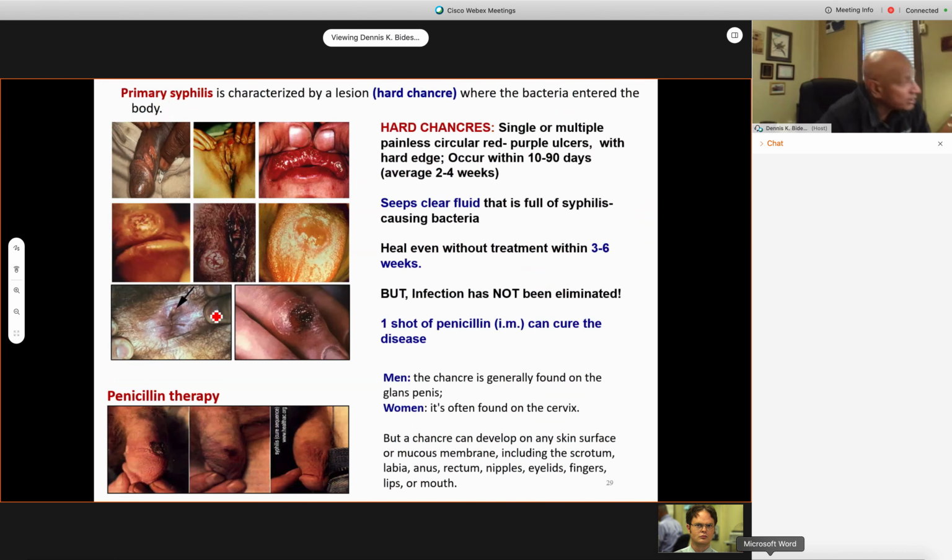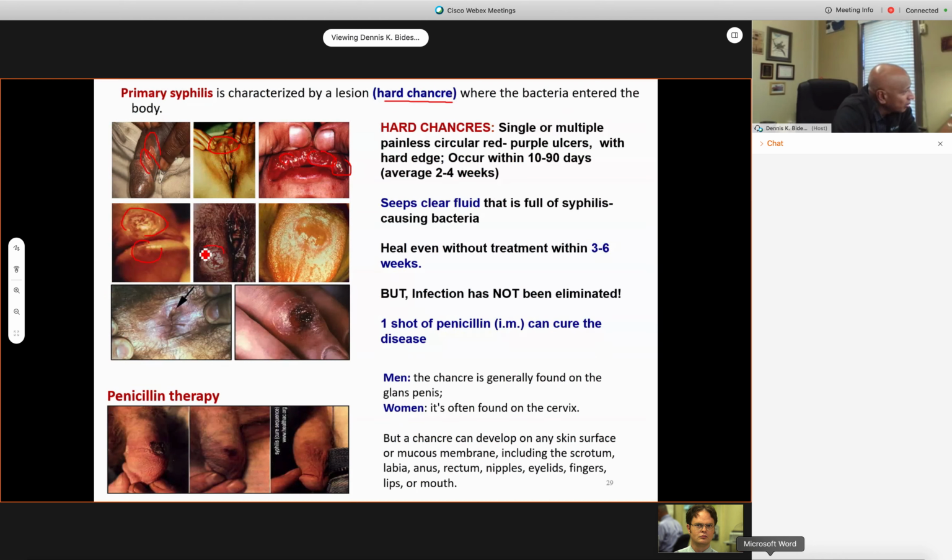The first stage is called primary syphilis. It's characterized by what's called a hard chancre. This is what it looks like. It's on the penis, you can see that lesion. That's a hard chancre right there. This is on the female external genitalia. This is on the lips. You can see several different lesions, about 3 or 4 lesions back here. This is on the shaft of the penis. You can see another lesion right over here.